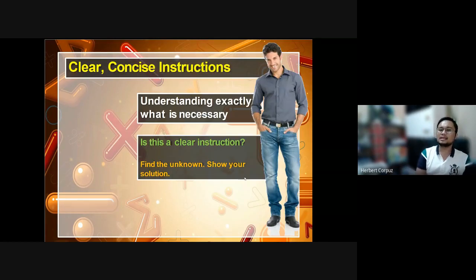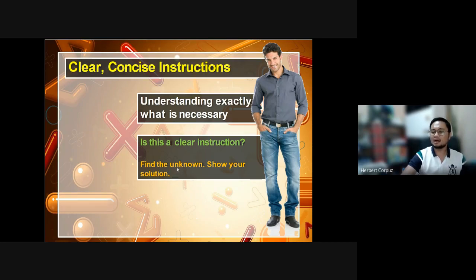Second, clear and concise instructions. Okay, so we also make sure that when we create tests, we have to provide clear but brief instruction on how students are supposed to complete the test. Okay, for example, do you think this is a clear instruction? Find the unknown, show your solution. Is that a clear instruction? This is an unclear instruction. Why? What do you mean by unknown? Which unknown they have to find?